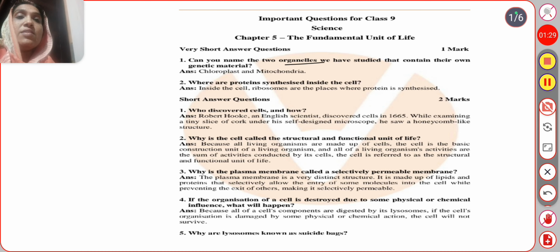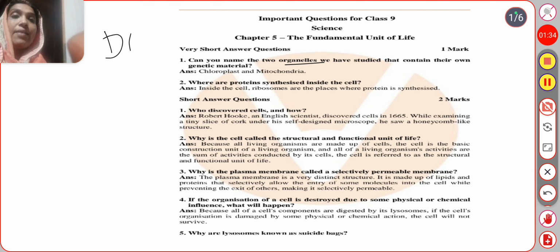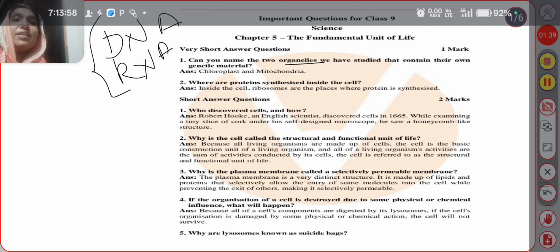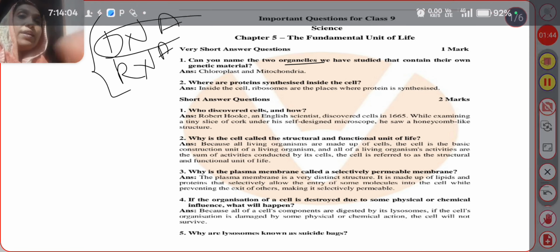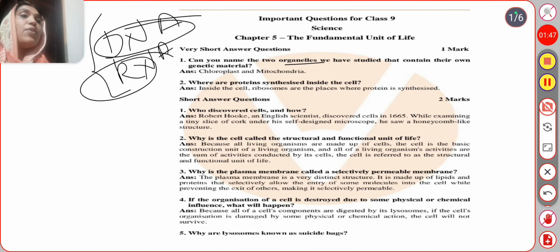What is genetic material? Genetic material means the organelle contains its own DNA and RNA. They both are the genetic material. The organelles which contain their own DNA and RNA are called own genetic material organelles. The examples are chloroplast and mitochondria. Okay, next, the second question.